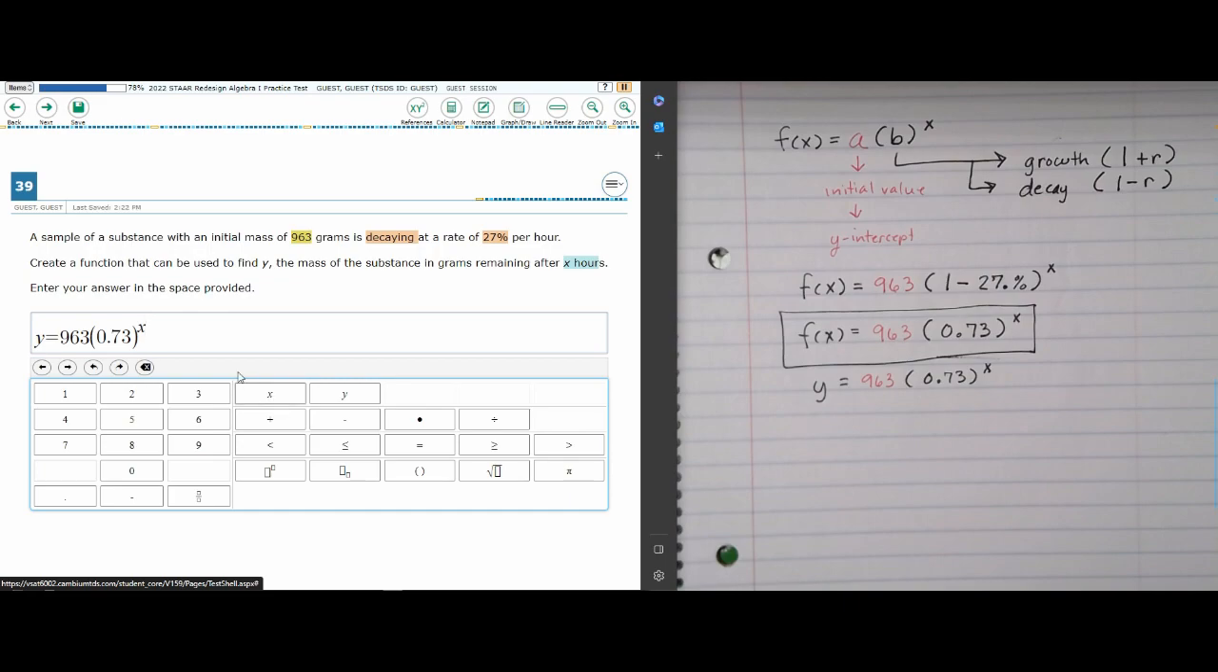And it worked out. So that's how you do it. Y equals 963, parentheses 0.73, close parenthesis, to the power of x. And that is the correct answer. Go ahead and pause this video and see if you can figure out number 40 on your own.